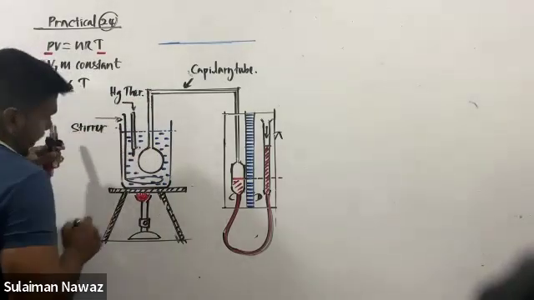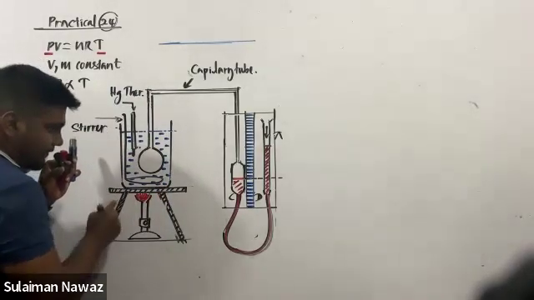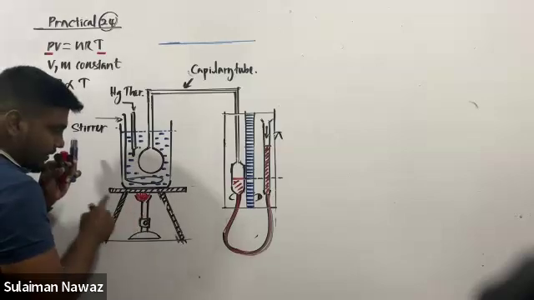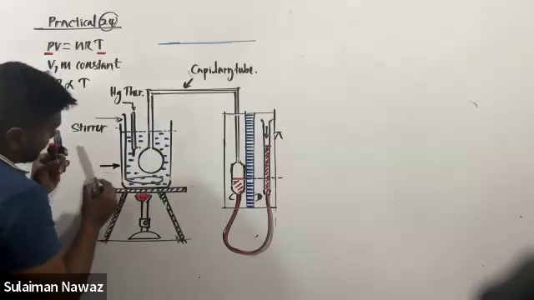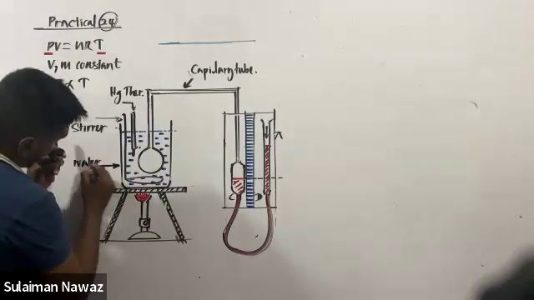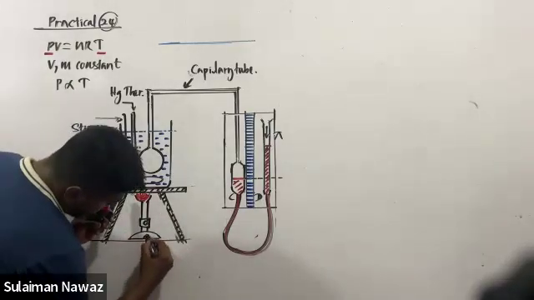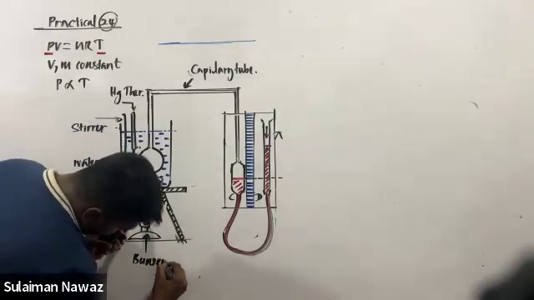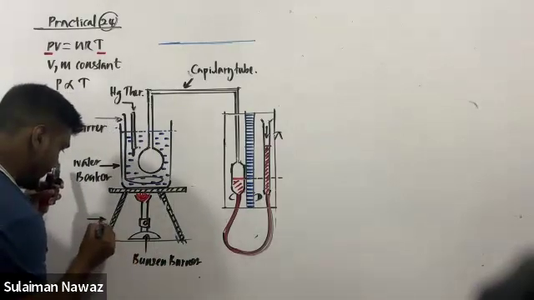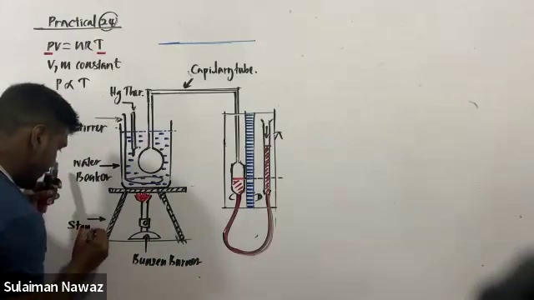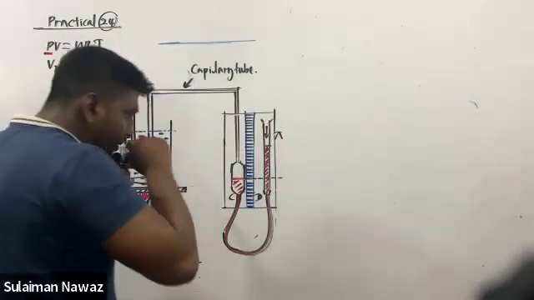And this is your tripod stand. This is your Bunsen burner. This is the water beaker. So this is the stand, the tripod, something like that. Okay, right. So then now what is this?